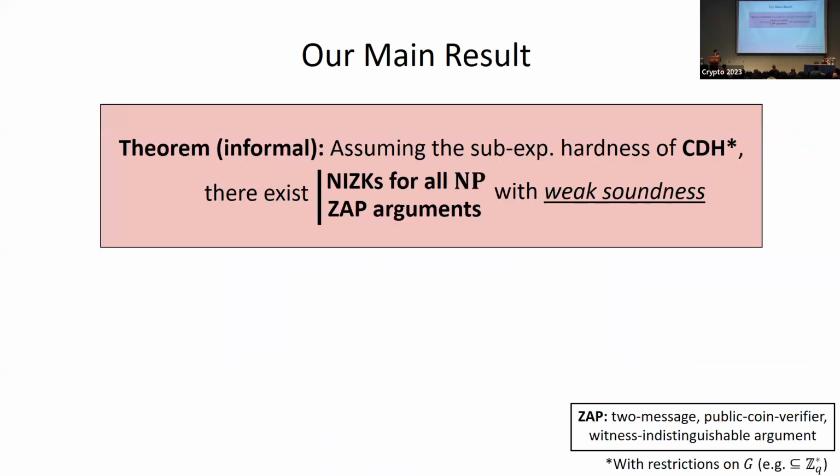Okay, so what we do in this work is we build NIZKs, and if you care about ZAPs, ZAP arguments, from the sub-exponential hardness of the computational Diffie-Hellman assumption. There are some small restrictions on the type of groups that we can use. In this talk, I won't talk too much about ZAP arguments. But the main drawback of our construction is that it comes with a very awkward notion of soundness.